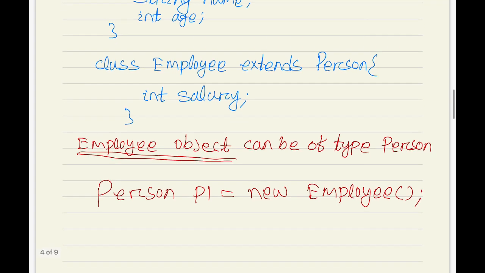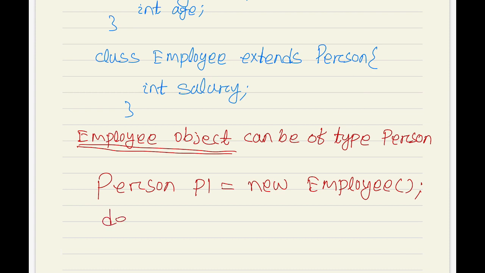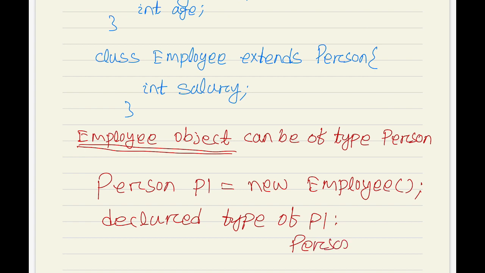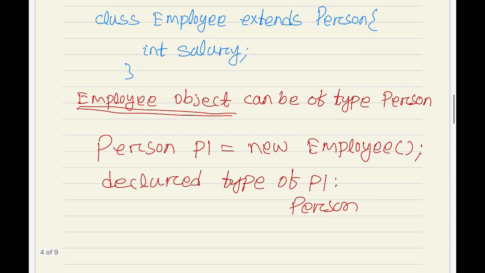So here you can observe the declared type of p1 is Person, and the actual type of p1 is Employee.